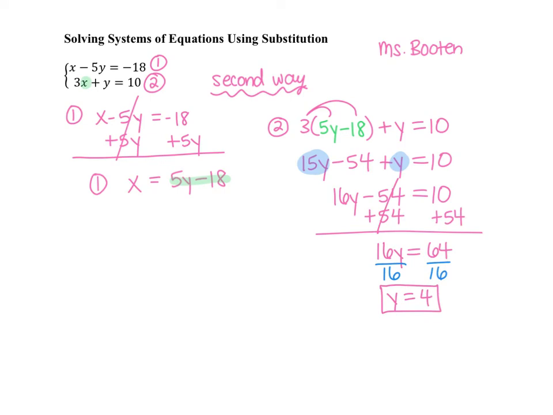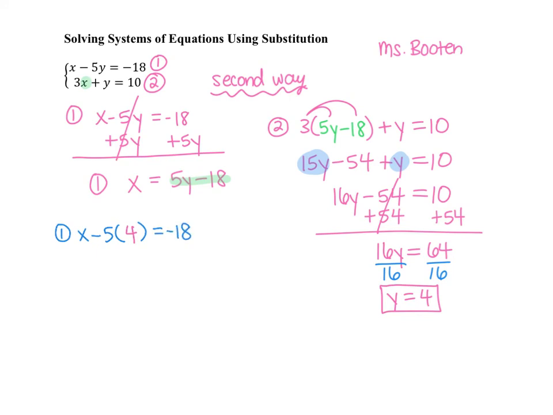Okay, now that we have one of our variables, we're going to use it to find the other variable. So since I know y, I'm going to plug it back into one of the original equations to solve for x. You can use either of the equations, but sometimes one is easier than the other. In this case, equation number 1 is going to be a little easier. But again, it really doesn't matter which one you use. So let's do it. So equation number 1, I'm going to write x minus 5, and now instead of y, I'm going to write 4 because I know that's what y is equal to, equals negative 18.